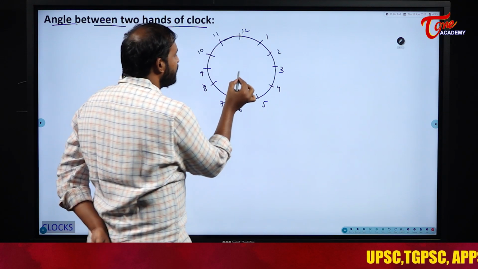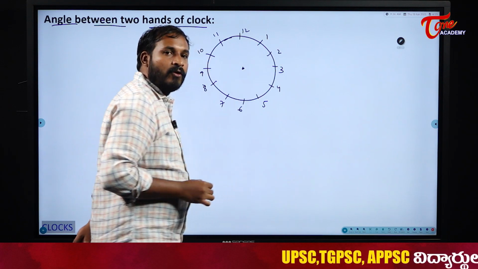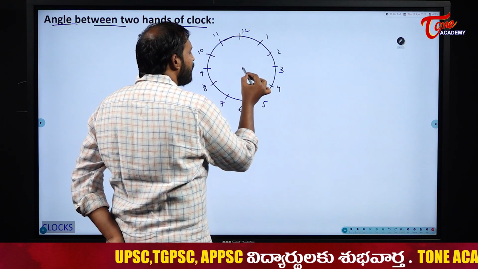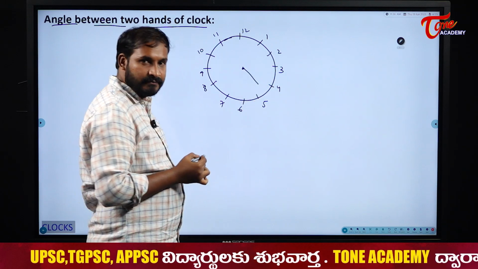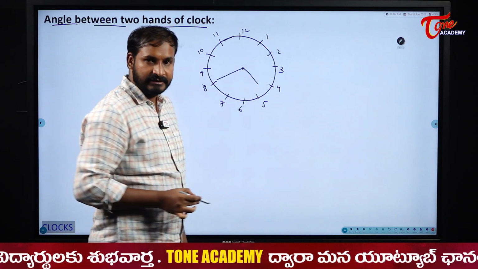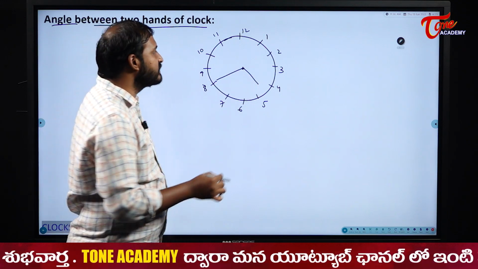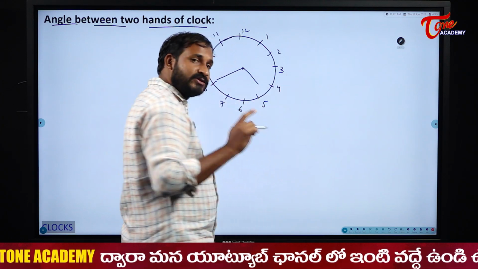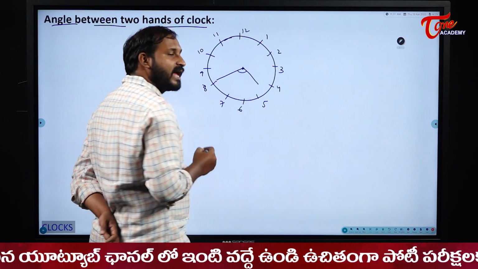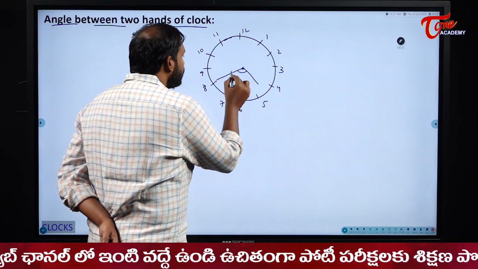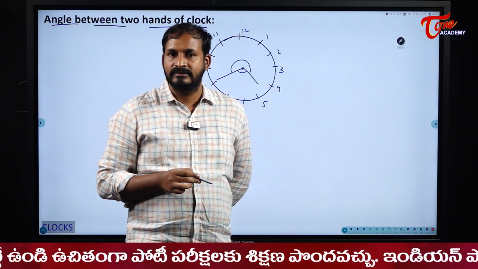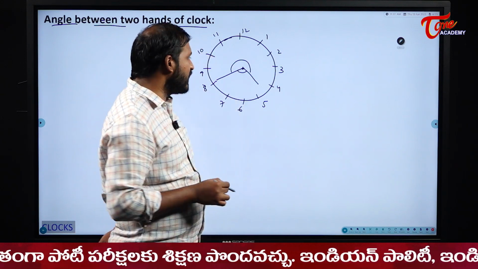Now, for example, if the time is 4:40, where will be my hour hand? It will be somewhere between 4 and 5. My minute hand will be at 8. Now, the angle between two hands of the clock, see here students, there will be two chances. This is one thing I can say, this is the angle between two hands of the clock. What about this? This one also I can say is the angle between two hands of the clock, right? So there are two chances for me.